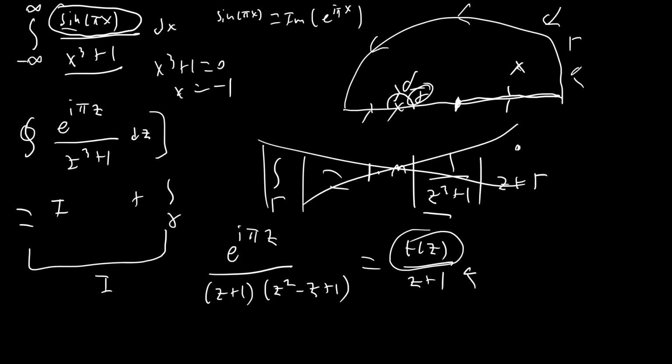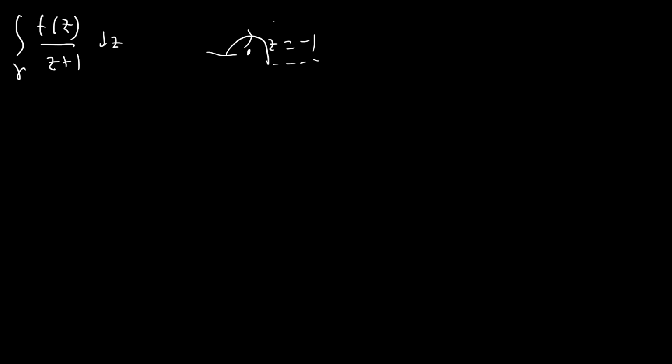So let's go ahead and make some more space. We have our f of z over z plus 1, and we're going to be integrating over this gamma contour, right? So let's visualize this. This is our point z equals -1, and we're making a little tiny loop around it, taking the loop as the radius of this loop, which we'll call epsilon, goes to 0.